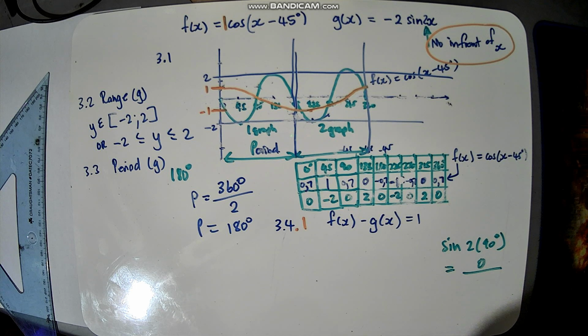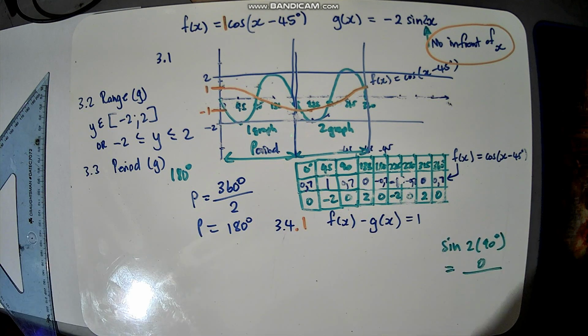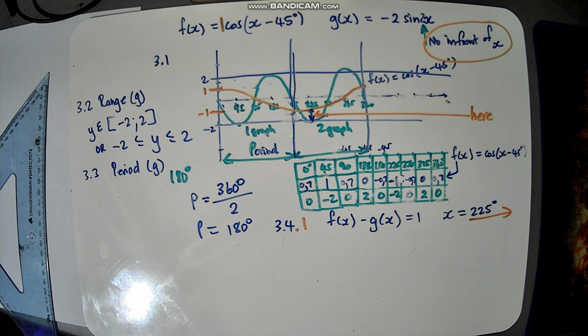Alright, so now the question here, 3.4.1, is showing f of x minus g of x is equal to 1. So you have to look where the graphs are 1 unit apart from each other. So look on the graph and see where you can find a gap of just 1 unit. Remember, yours will be drawn to scale because you used grid paper. Our answer will be at x is equal to 225. So this is where subtracting the two y's, we'll get 1 unit.